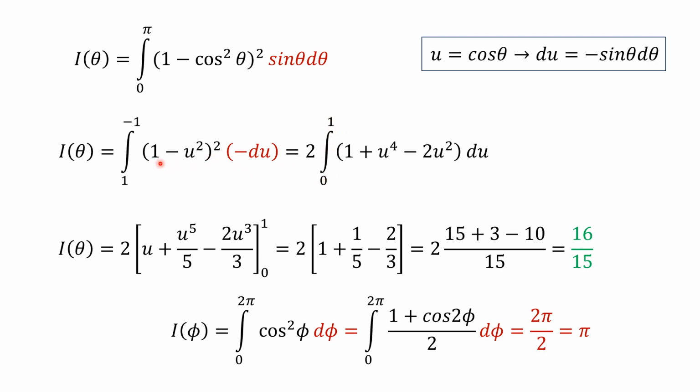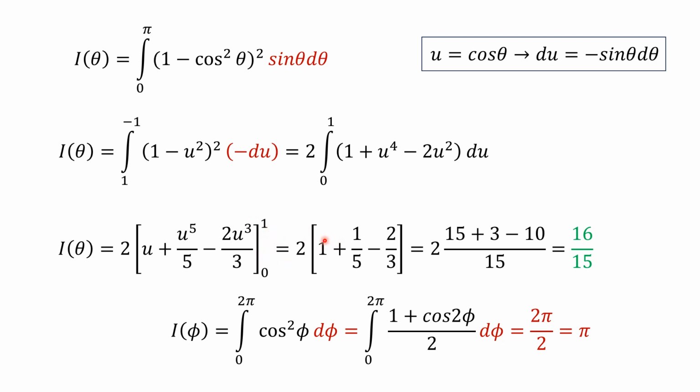And if I square this, a squared plus b squared, b squared is u power 4, minus 2ab. 2ab is 2u squared. This minus sign, as I said, I am changing the limit, so that will go away. If you integrate this, you will get u, the first term is u, the second term is u power 5 over 5, and the third term is minus 2 u power 3 over 3. Apply the limit 0 to 1.